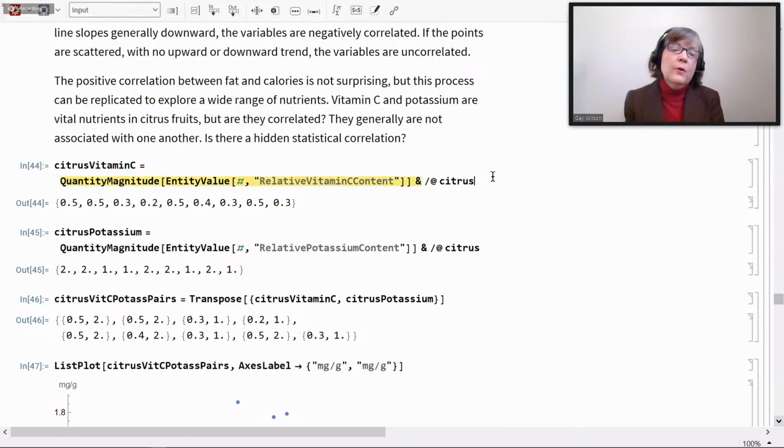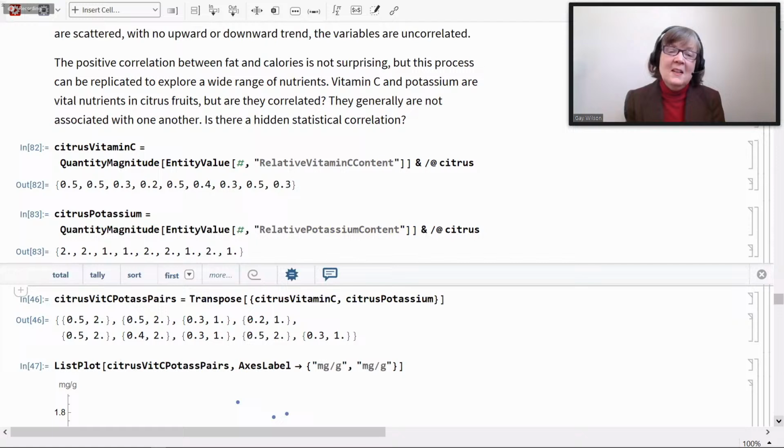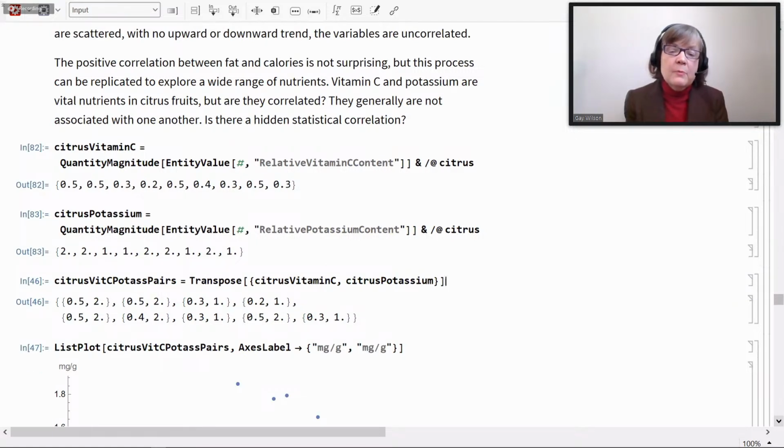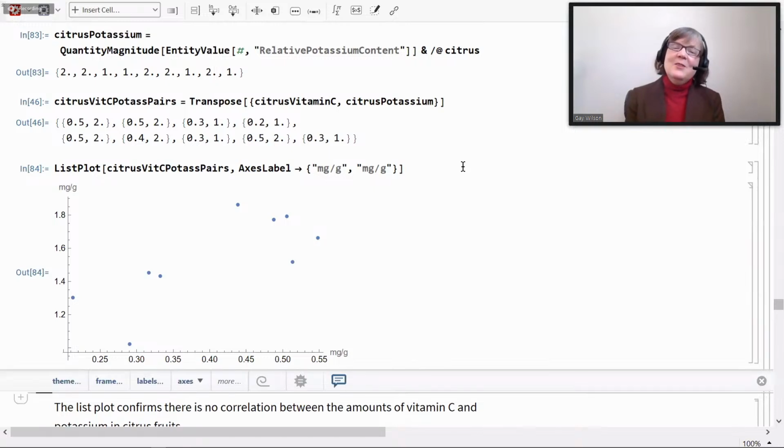So we've pulled our vitamin C property here. Look at what we're using, relative vitamin C content. And then we're also going to pull relative potassium content. And we're going to apply that to our citrus groups that we defined at the start of our day together here. Again, I'm going to use the transpose function to pair those up, right? And then I want to take a look. Let's plot them. And our instinct was correct. As you can see in the plot, there's no correlation between the vitamin C and the potassium in citrus. Both are important nutrients, but there's no statistical correlation in their relationship to each other. But it was worth trying.